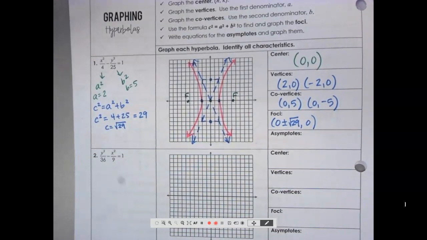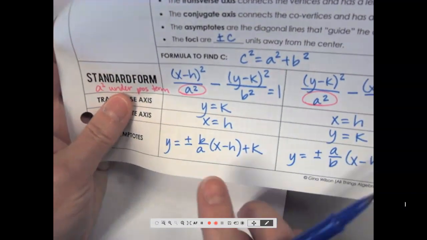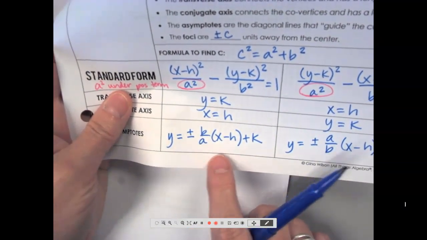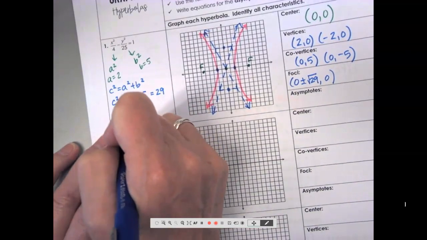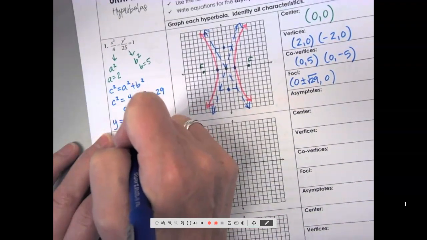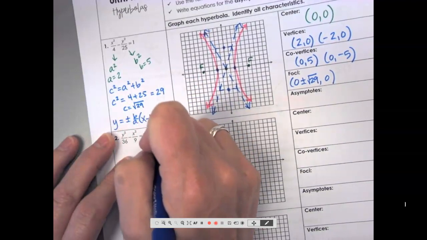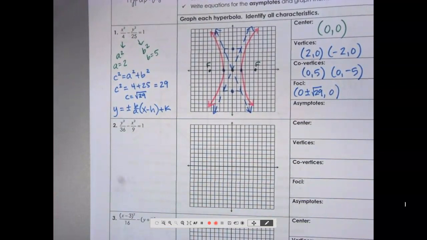And then lastly, the asymptotes. Okay, go back and look at our little formula for it. This one is horizontal, so it's going to be plus or minus b over a times x minus h, plus k. I'm going to write this over here first. And I'm going to show you why it's b over a and what that represents. Remember, h and k are your center point coordinates.